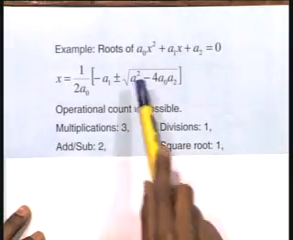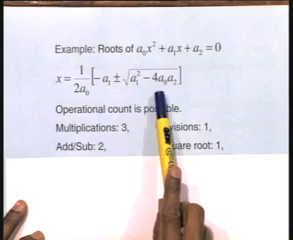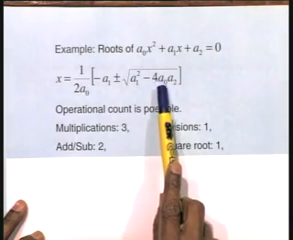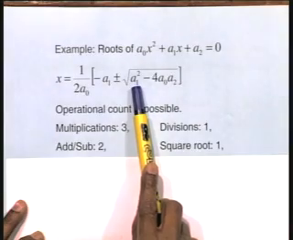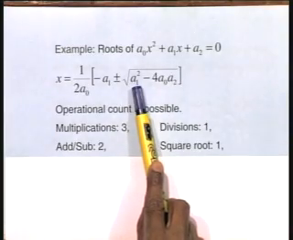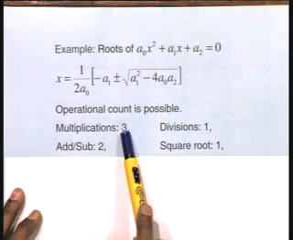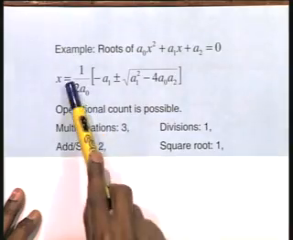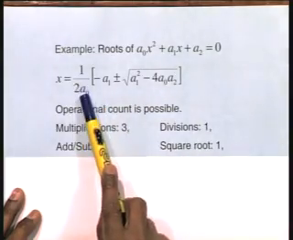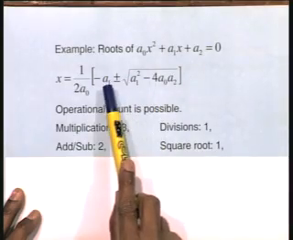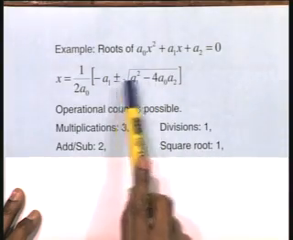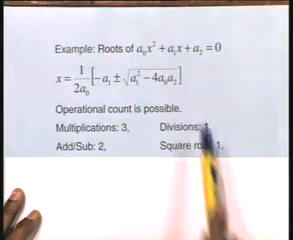For example, here I can count what are the operations involved. I have 2 multiplications here, 4 into a naught a2. I can take a1 square as a multiplication, a1 into a1. So I can say there are 3 multiplications. There is one division here, and there is one addition and one subtraction over here. So I get addition or subtraction, and 1 square root.